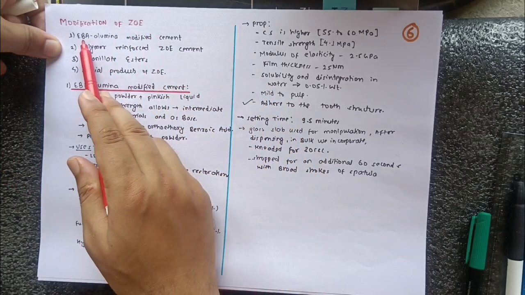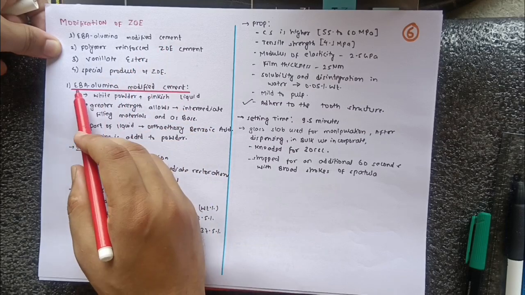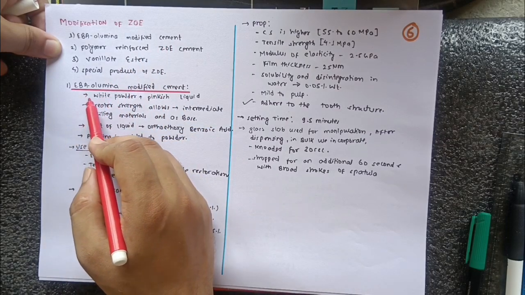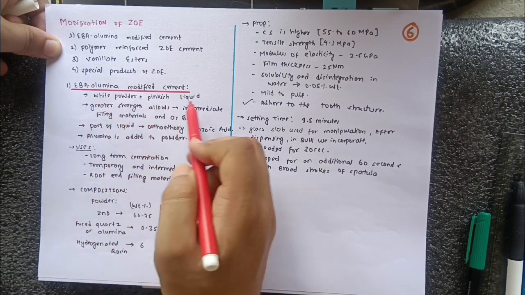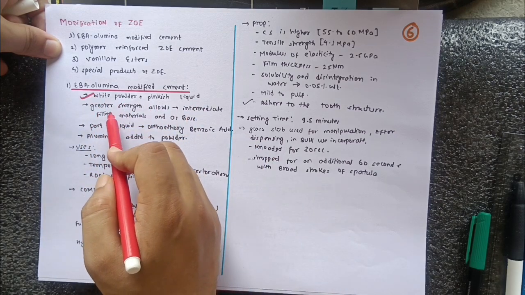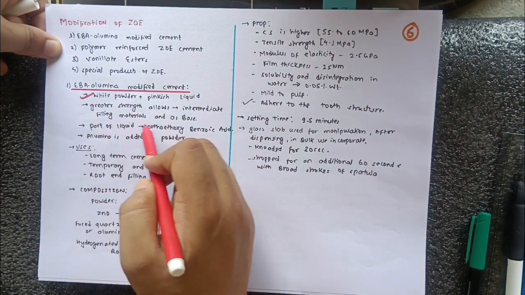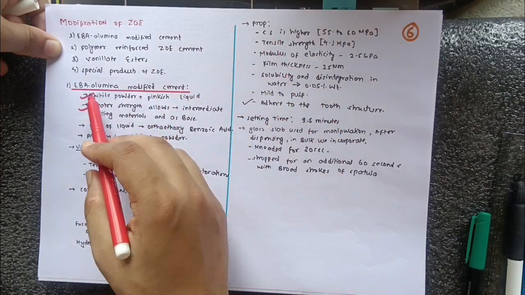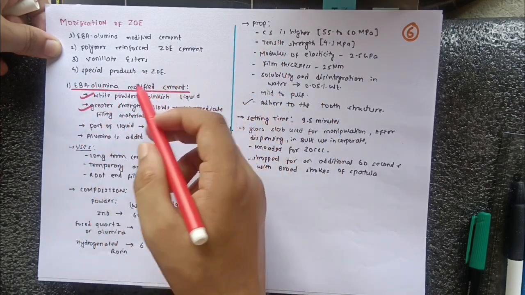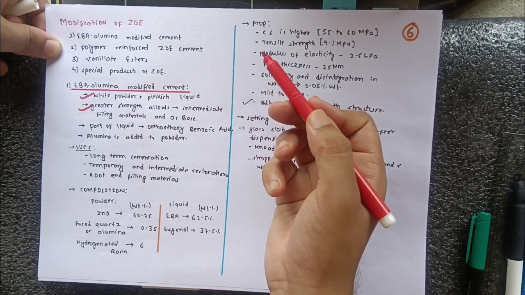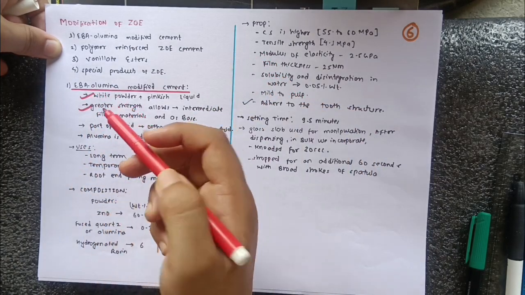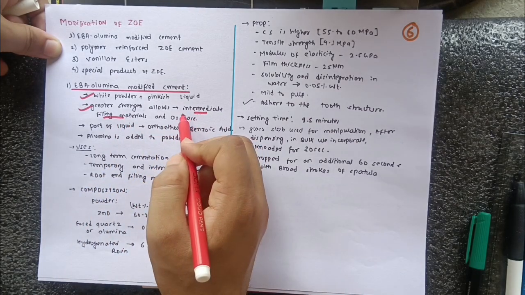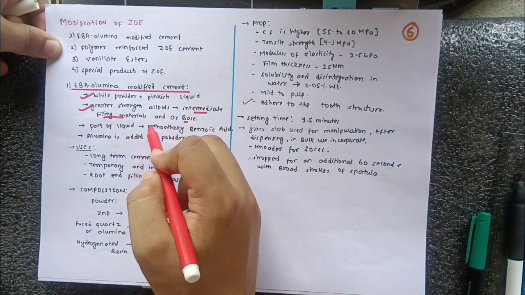The first modification is EBA alumina modified cement. EBA means ethoxybenzoic acid. It is a white powder plus a pinkish liquid. The greater strength, as compared to conventional zinc oxide eugenol, allows it to be used as an intermediate filling material and as a base. So we can use it as an intermediate, temporary filling material and the base.